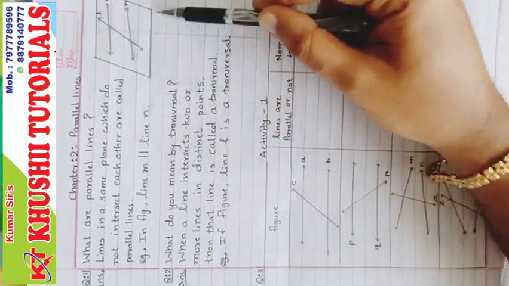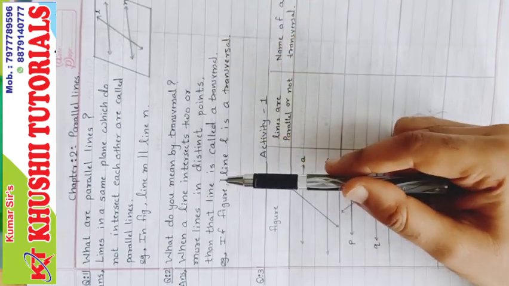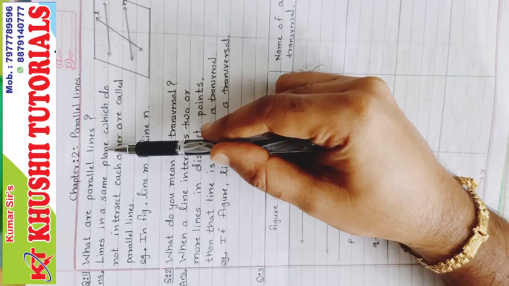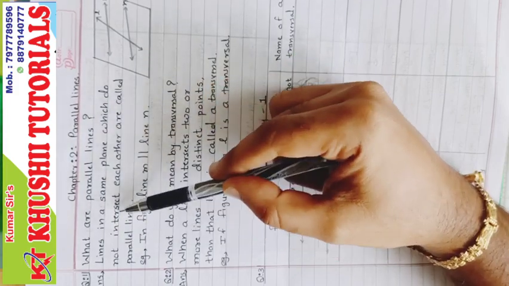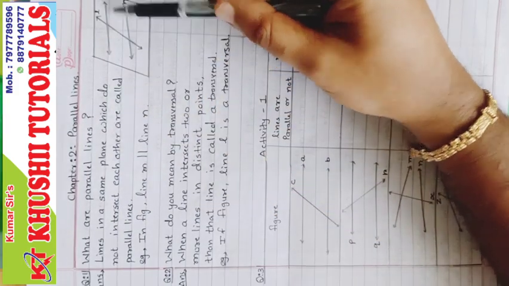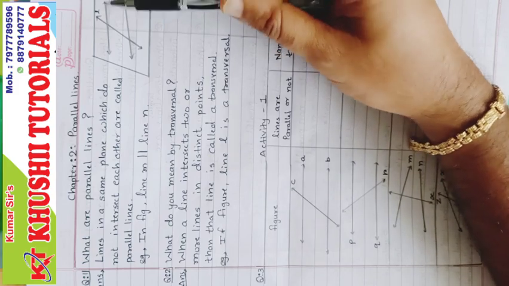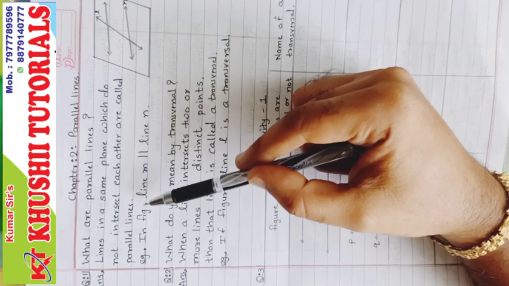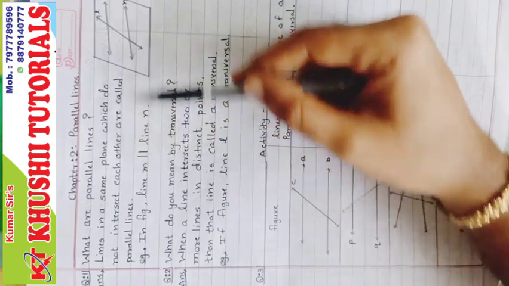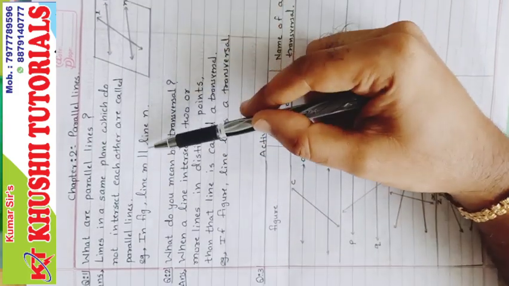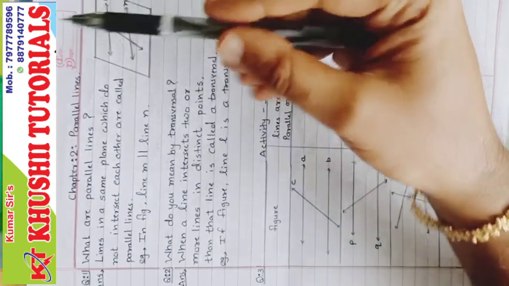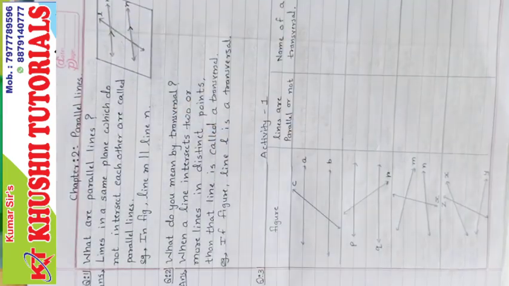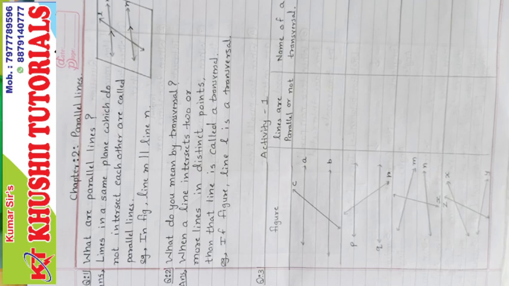Here the quadrilateral which is drawn seems to be a plane surface. So lines in the same plane which do not intersect each other, even if you extend them, are called parallel lines. In the figure, line M is parallel to line N, and you can show it by this arrow.